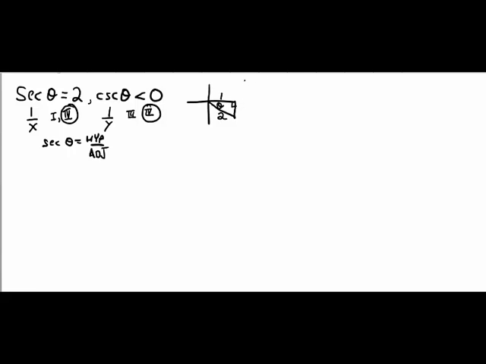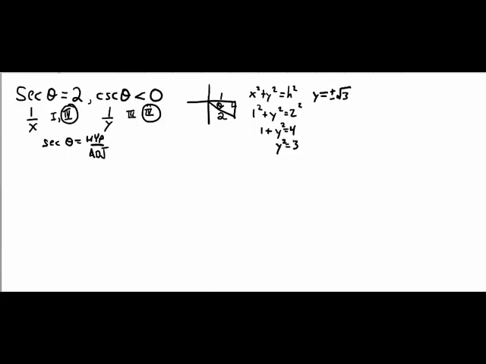We can use the Pythagorean theorem, a squared plus b squared equals c squared, but I like going x squared plus y squared equals hypotenuse squared. So our x in this case is going to be 1, our y is going to be the unknown, and our hypotenuse is going to be 2. So we have 1 plus y squared equals 4. So y squared is equal to 3. Then we take the square root, and y is equal to plus or minus the square root of 3.